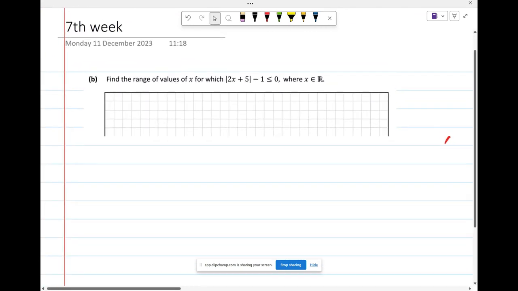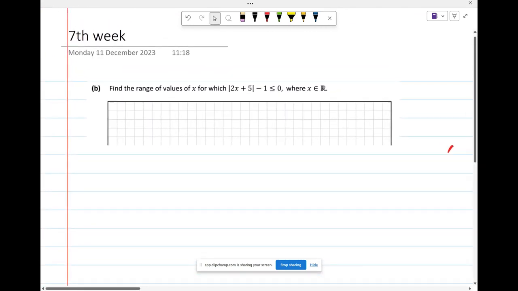So on to the next question. It says find the range of values of x for which the absolute value of 2x plus 5 minus 1 is less than or equal to 0, where x is any real number.